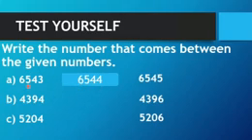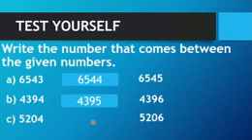So let's see. Yes, 6,544 will come between 43 and 45. Correct. Now tell me this. 4,394, then 4,396. So what will come here? 4,395. Very good. Now let's see this. 5,204 and then 5,206. So what will come between these two numbers? 5,205. Very nice.